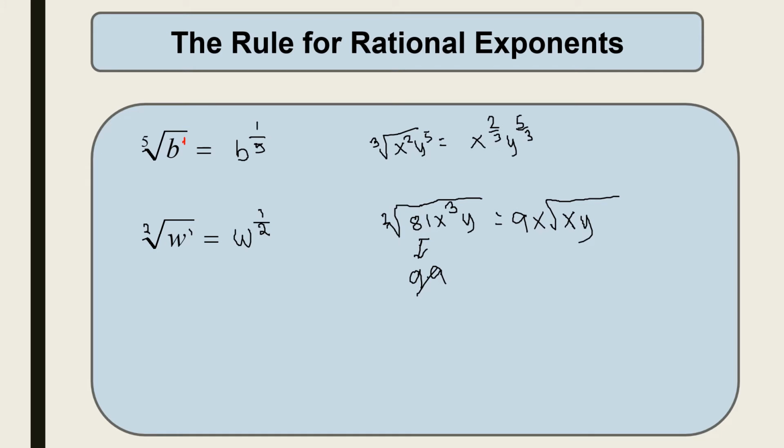But you need to change it into exponential form, so that will become 9x, and then x raised to 1/2, and y raised to 1/2. You may also write this just like this, 9x times xy raised to 1/2. Okay, you may write like that. Okay?